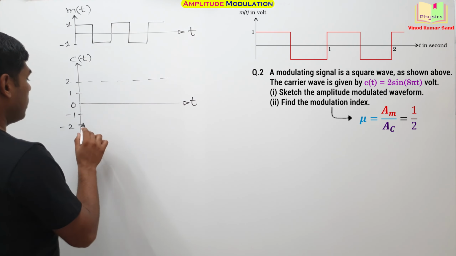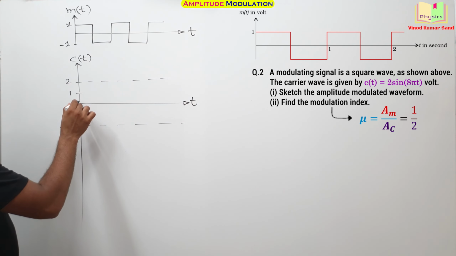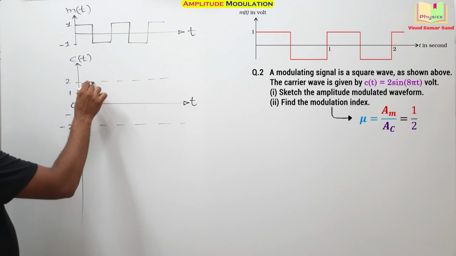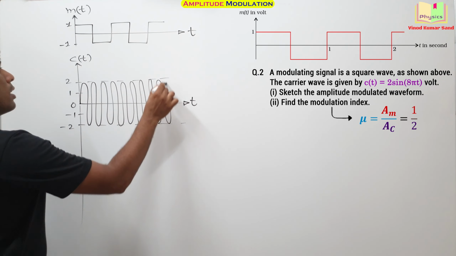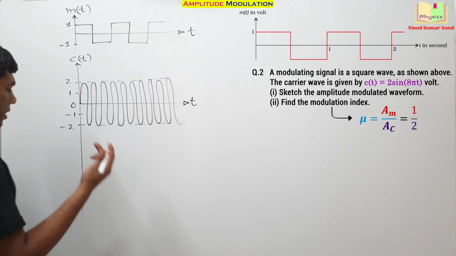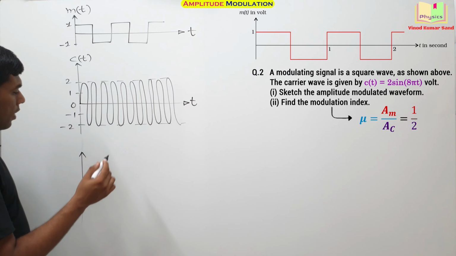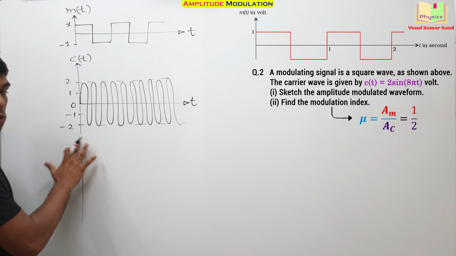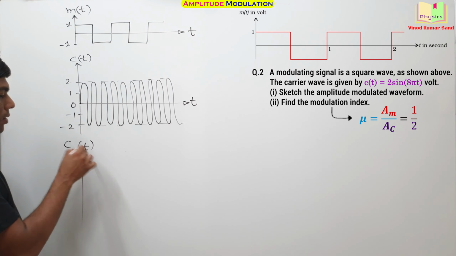So let me plot the carrier first. The carrier is a sinusoidal wave starting from here, and the carrier has a high frequency. This is how we plot the carrier. Computer generated diagrams will be much better. I'm just giving you the brief idea how to draw them. Now we should write the amplitude modulated signal. We indicate it as cm(t).